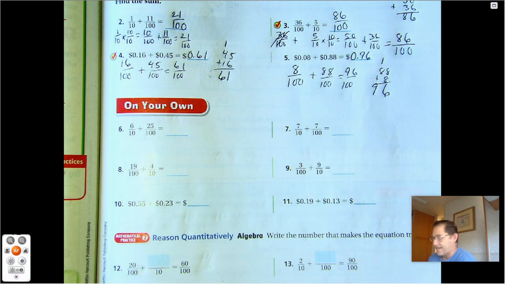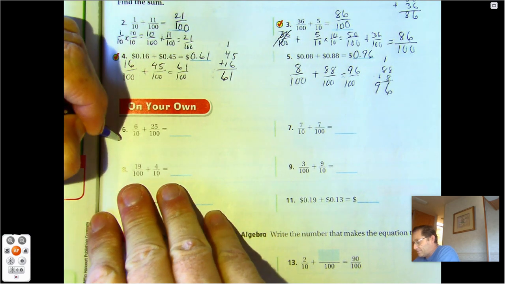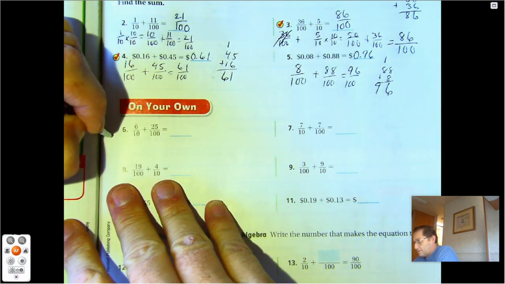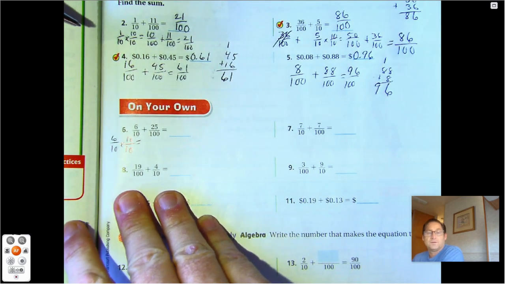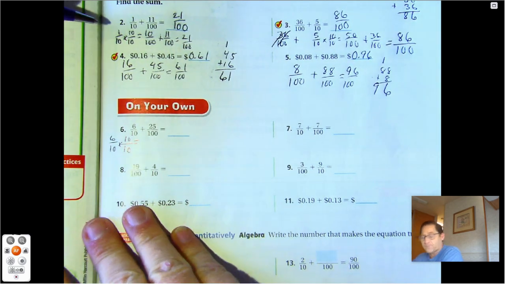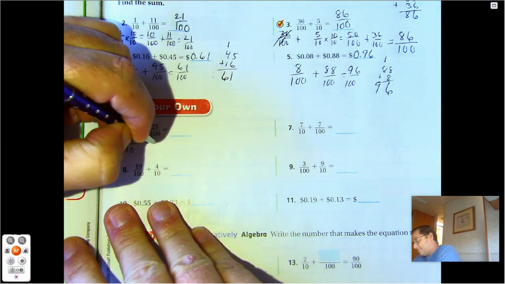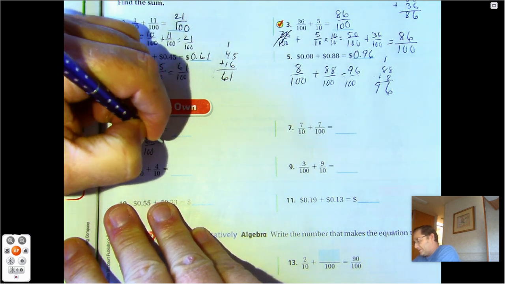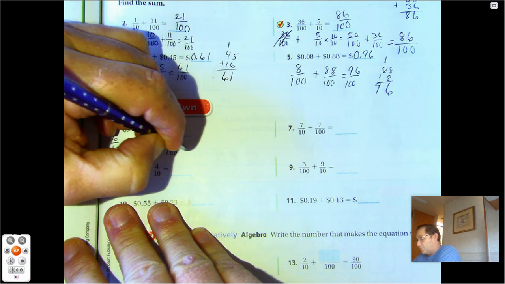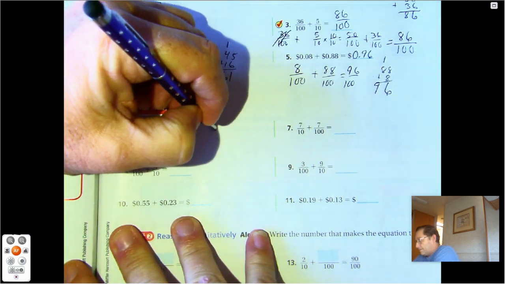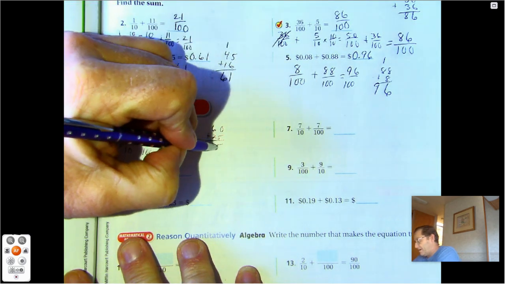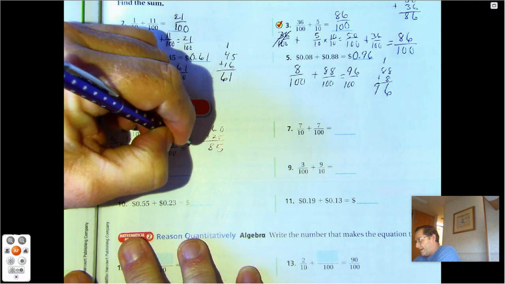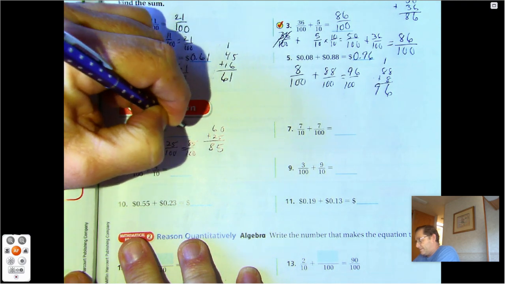All right, 6/10 plus 25 hundredths. Okay, well, the denominators are not the same, so we have different size parts. So the first thing we need to do is make them into hundredths. So 6 times 10 is 60, and 10 times 10 is 100. So 60 hundredths plus 25 hundredths. 60 plus 25. 5 and 0 is 5. 6 and 2 is 8. So 85 hundredths.